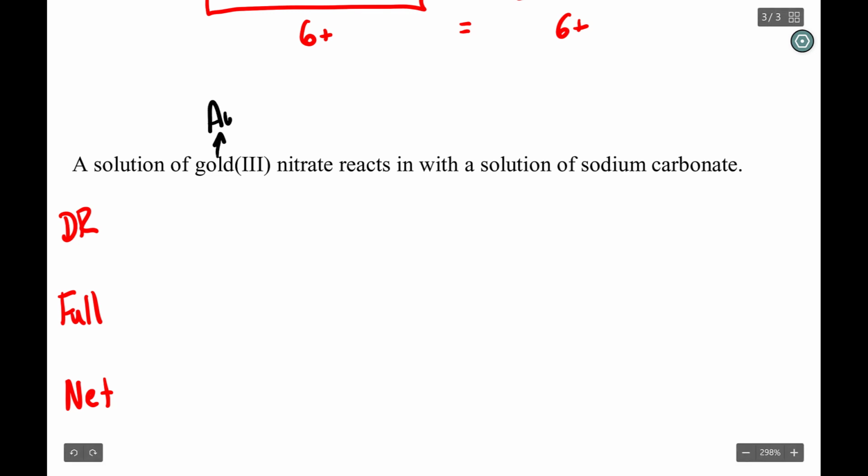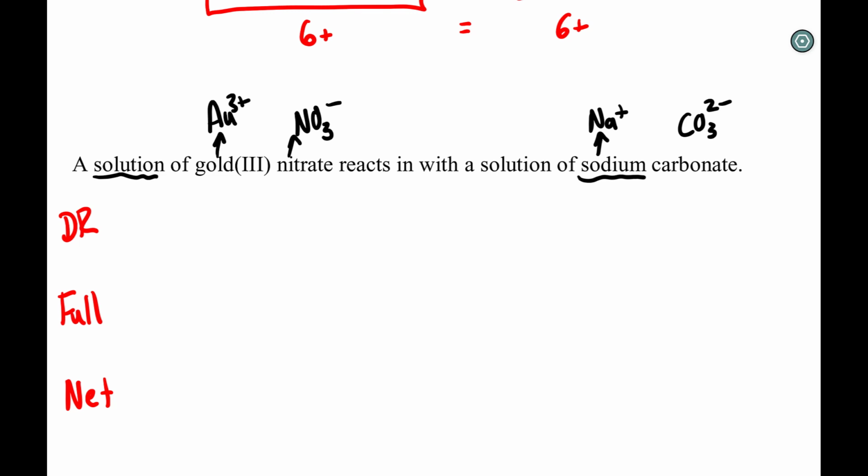So this is gold 3 plus and nitrate. I know that this is soluble because they have told me it's a solution, but nitrate is soluble with everything. It's reacting with a solution of sodium carbonate. Now sodium is Na plus and carbonate is CO3 2 minus. I know that this is soluble because they told me it's a solution, but also sodium is a group 1 ion and they're soluble with pretty much everything.